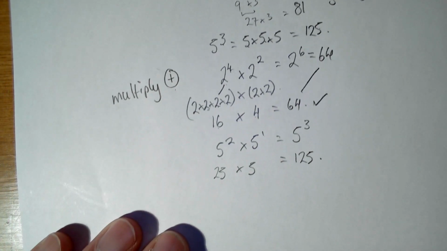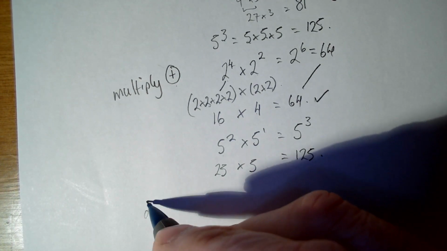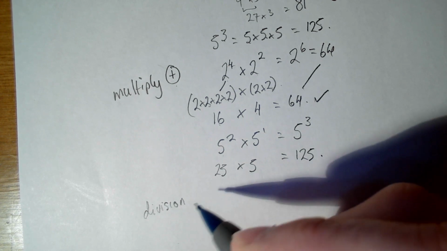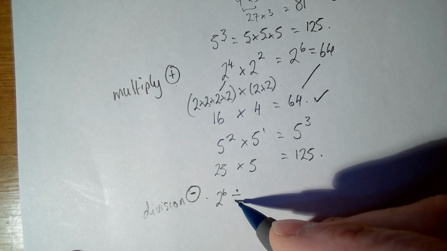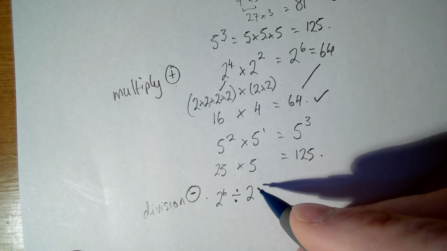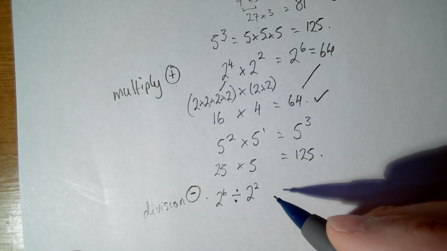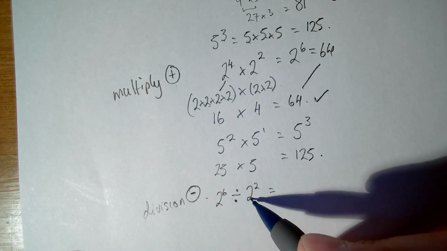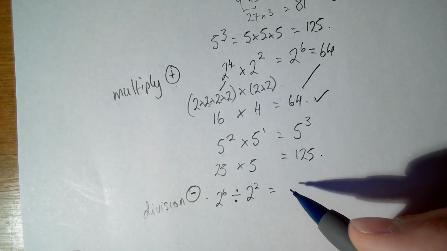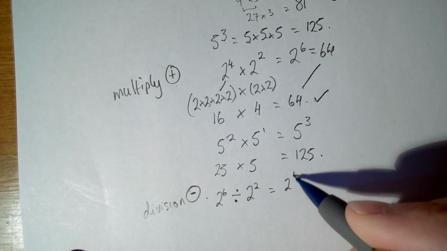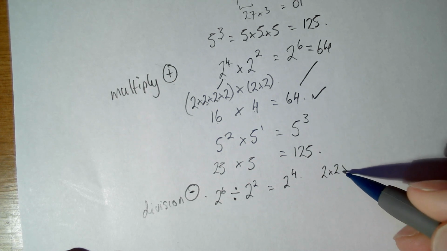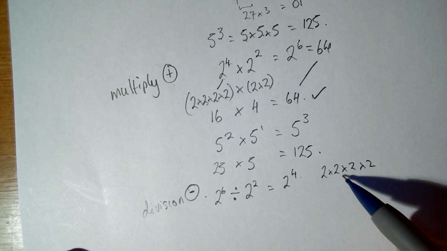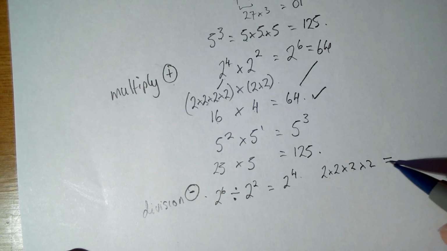So now we look at the second rule of indices, and that is when we are dividing indices, we can subtract. So how does that work? Well, if we had 2 to the power of 6 divided by 2 to the power of 2, check, our base is the same, it's 2. So we can say 6 minus 2 is 4, so our answer would be 2 to the power of 4. What is 2 to the power of 4? Well, we know that that is 2 times 2 times 2 times 2. So 2 2s are 4, 2 4s are 8, and 2 8s are 16.